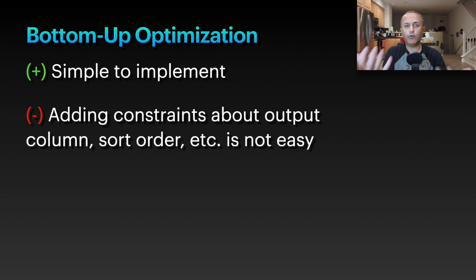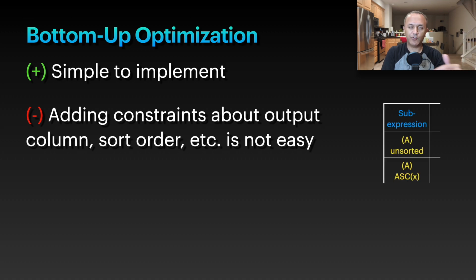For example, let's say a query has an order by X, right? How do you specify that in the cases that we were considering? Instead of saying, okay, we want just the best plan for table A, we might want to split that into two different categories. We want the best plan for table A that is unsorted, and we want the best plan for table A that is sorted by X. So we might have more categories to consider based on if we have sort orders or if we have other specific properties or constraints that we're looking for. So that might make the algorithm a little bit more complicated once we start doing that.